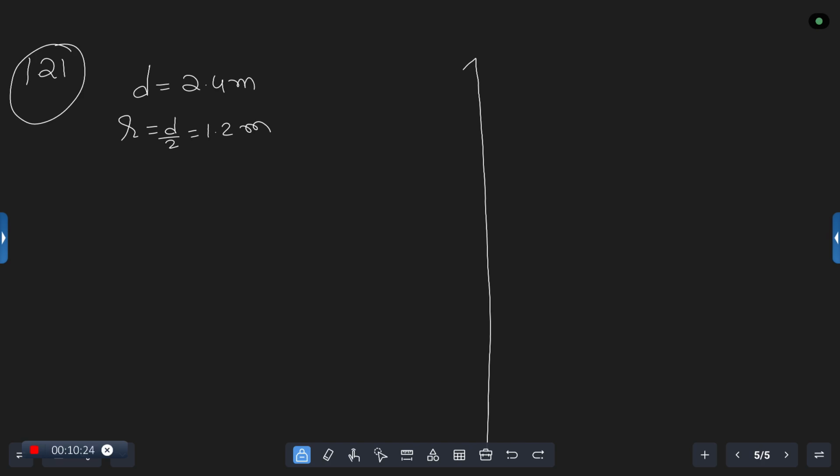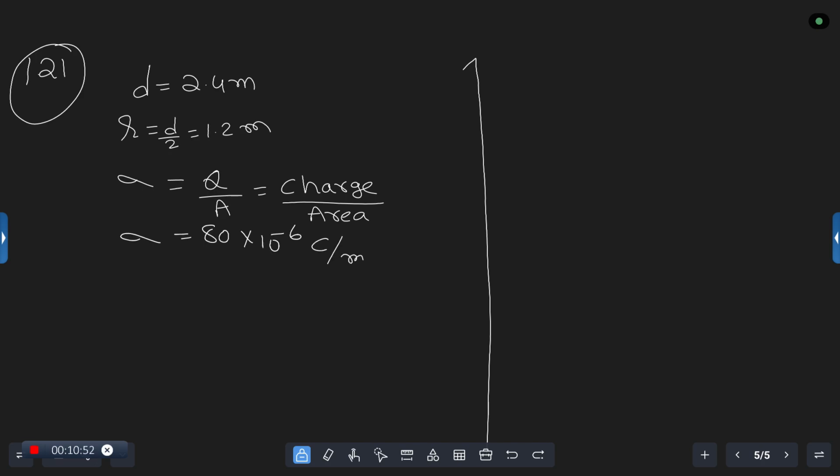And surface charge density. Surface charge density means what is the formula? Surface charge density sigma equals Q by A, charge by area of the enclosed surface. So find the charge. What is given? Charge density sigma equals 80 microcoulomb per meter square. Find the charge.